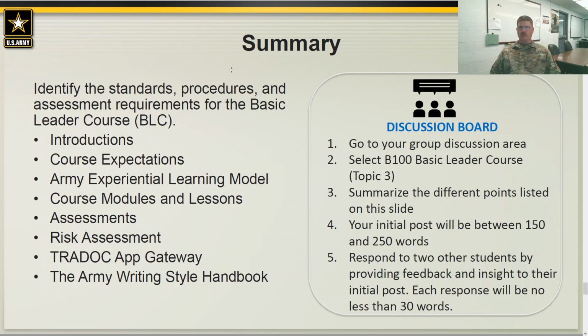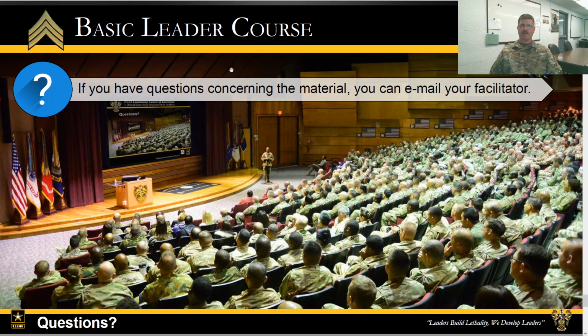On the discussion board, you'll go to the group discussion area. You'll select Bravo 100, the basic leader course, topic 3. Summarize the different points listed on this slide. Your initial post will be between 150 and 250 words. Respond to 2 other students by providing feedback and insight to their initial post. Each response will be no less than 30 words. If you have any questions concerning the material, you can email your facilitators directly.